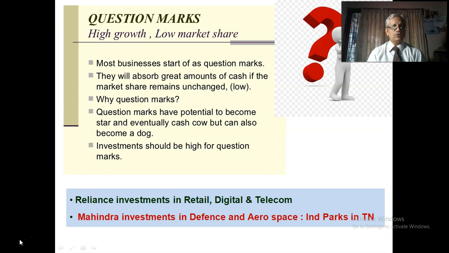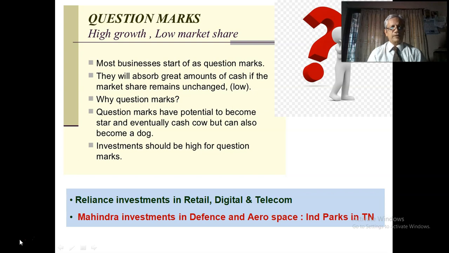But if you do not handle the question mark properly, if you do not do a proper study, do not give strategic support, the question mark will drop straight away into a dog. You lose all the opportunity. So you have to be very careful with the question mark business, and normally you have to put a lot of investment to keep the question mark on.